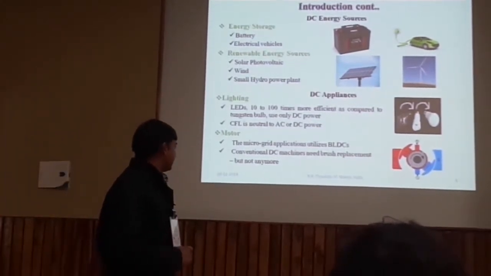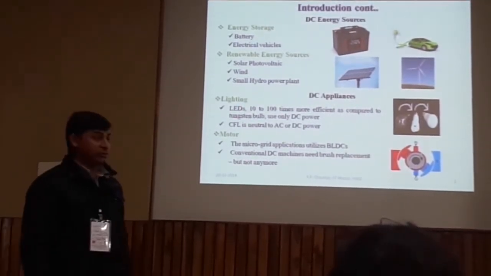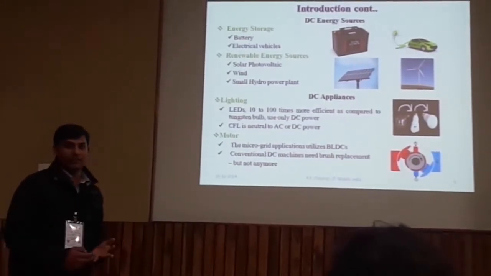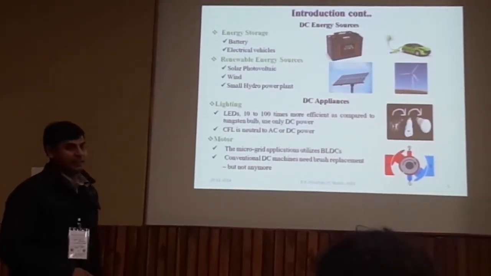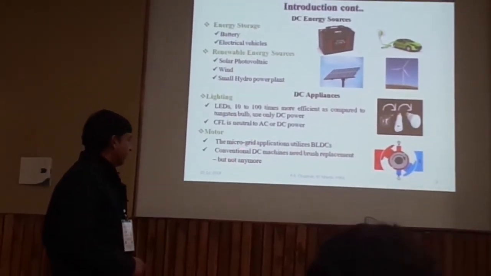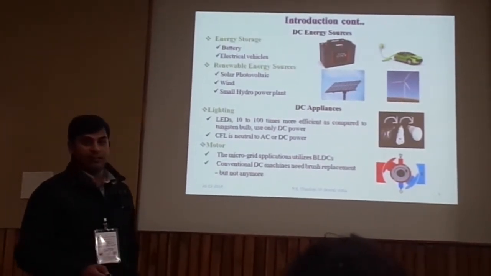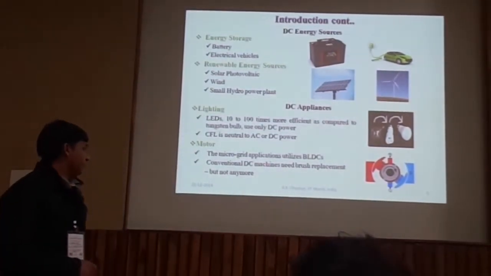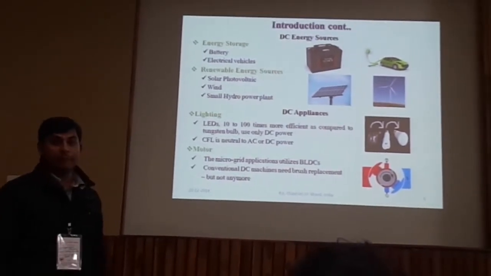If you go to the appliances side, LED is 10 to 100% more efficient compared to the tungsten bulb, which was used earlier. Nowadays we see everywhere we are using either CFL or LED lights, so we are saving energy by using more energy efficient appliances. The microgrid appliances utilize the BLDC motor. Earlier the problem with DC motors was replacing the brushes and other things, but now with BLDC these problems have been sorted out. So we can use DC appliances.